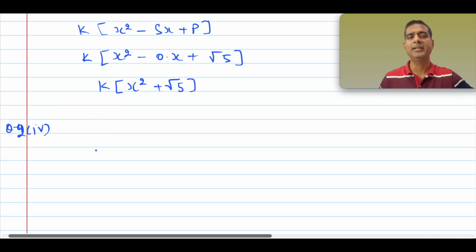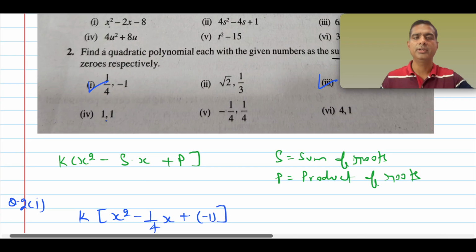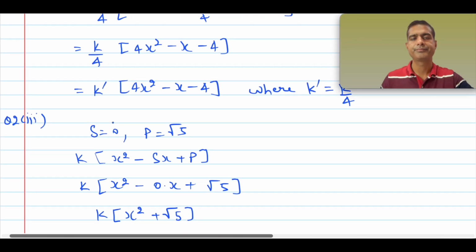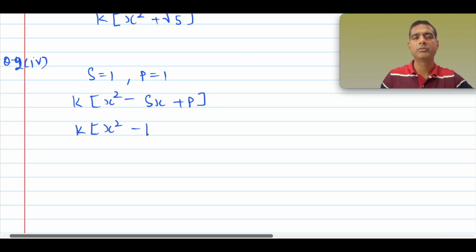So now let us try question number 2 part 4. So part 4, sum of the roots is 1, product of the roots is also 1. So I can say sum is 1 and product is also 1. So we can write the polynomial as k (x square minus sum of the roots times x plus product of the roots). So that will be k (x square minus 1 times x plus 1). So that will be k (x square minus x plus 1).